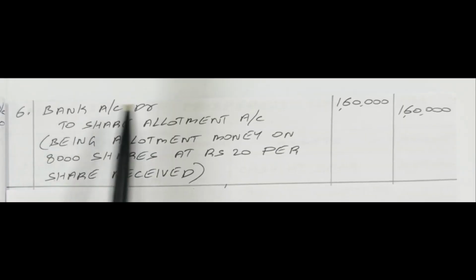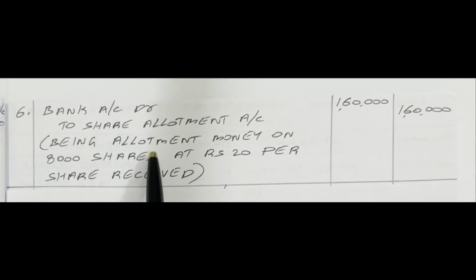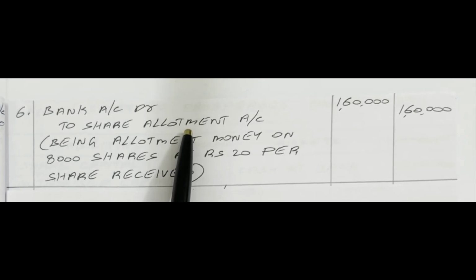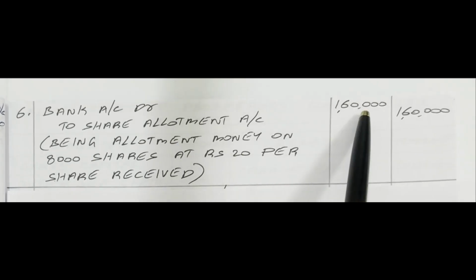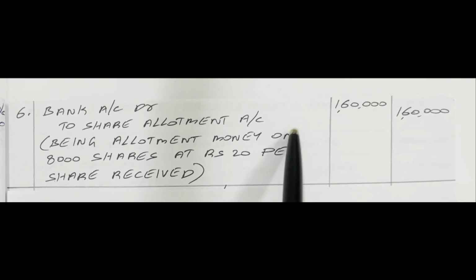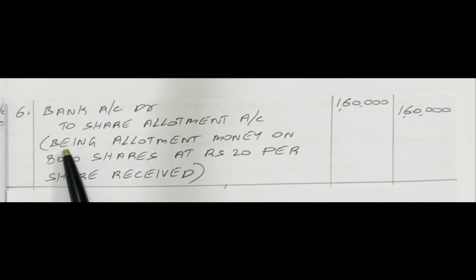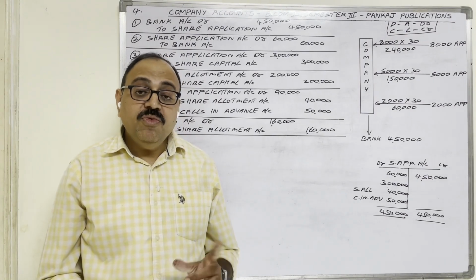Sixth entry, bank account debit to share allotment account. Narration: first category applicants paid allotment money on 8,000 shares at the rate of 20 rupees each, 1,60,000. So that amount they paid. For that we are writing this entry now, mention that in the narration. Being allotment money on 8,000 shares at 20 per share received. Allotment related entries completed. Now come to first call.